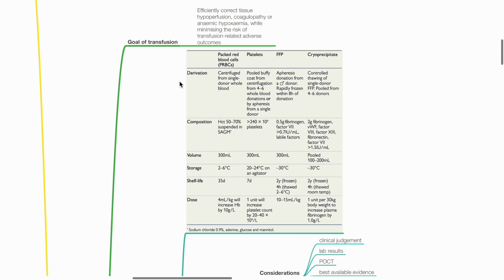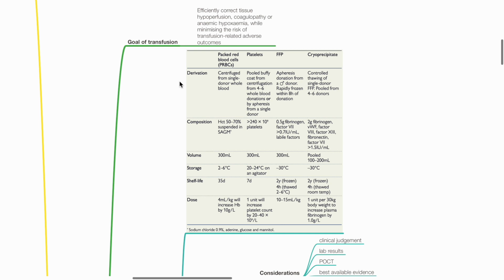Derivation of platelets is from pooled buffy coat from centrifugation from 4 to 6 whole blood donations or by apheresis from a single donor. Composition is 240 times 10 to the power of 9 platelets. Volume of 1 unit is 300 ml. Stored at 20 to 24 degrees Celsius on an agitator. Shelf life is 7 days. 1 unit will increase platelet count by 20 to 40 times 10 to the power of 9 per liter.